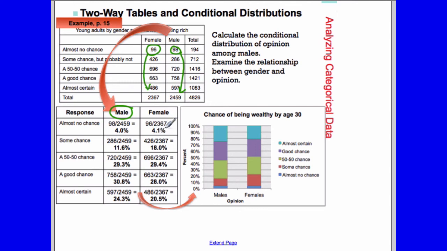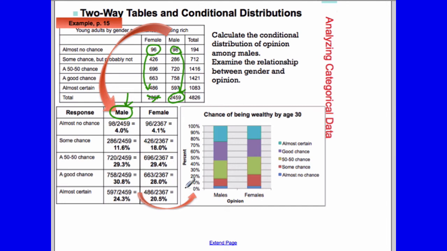How does conditional distribution come into play here? Because I'm specifically saying of the males. In other words, I can ignore this column piece of data right here. Oops, I'm actually interested in the males. So I can ignore the females and specifically look at, of the males, how many have almost no chance? And then you go through and you break down your percents that way, and then you turn it into a graph.